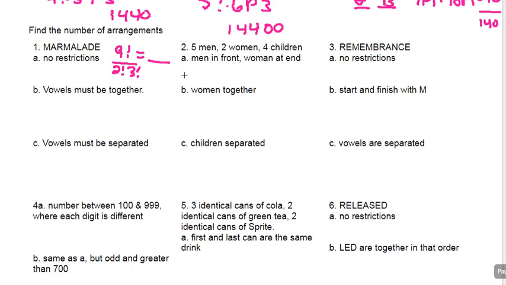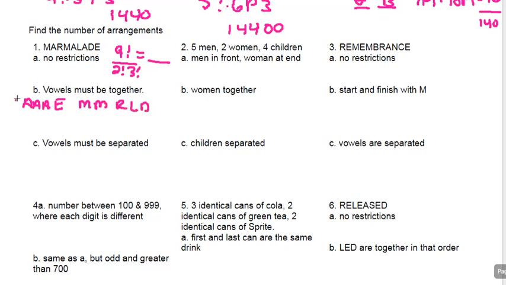Now, if they want the vowels to be together, I'm going to write all the vowels together. And again, I've already said that there are 3 A's, so let's do that. A, A, A. And then the other vowel that we have is an E. Now, the rest of the letters are non-vowels. So I've got M, R, L, D.